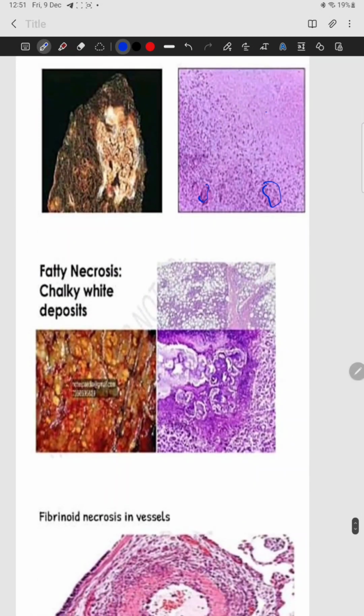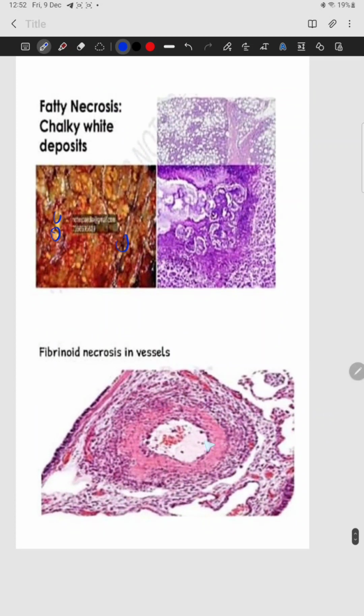Next, we have fatty necrosis, where there are chalky white deposits. See the chalky white deposits over here. And I told you earlier, this happens mainly in trauma and acute pancreatitis. That is fatty necrosis. And this is kind of obvious, right? You should tell. That is fibrinoid necrosis. You can see the blood vessels, right? Inflammation and everything, vasculitis. So that is fibrinoid necrosis.